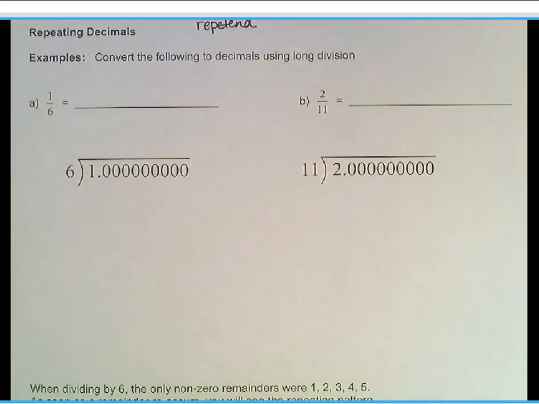I mean, how do you know? So I'm going to do some long division, and I'm going to tell you how you can figure out how long the repeating part might turn out to be. So we're going to start with 1/6.